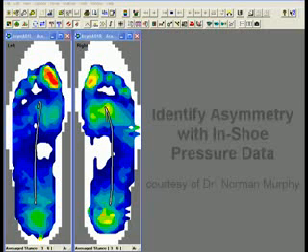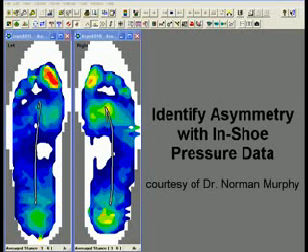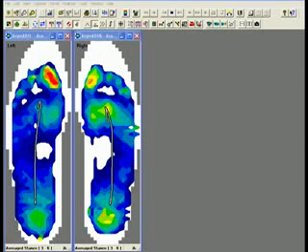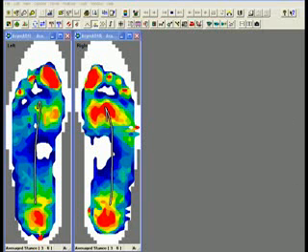In-shoe pressure data can be used to identify gait abnormalities. This video will focus on using pressure data to identify asymmetry. One of the first things you can do to identify asymmetry is compare the pressure profiles left versus right.